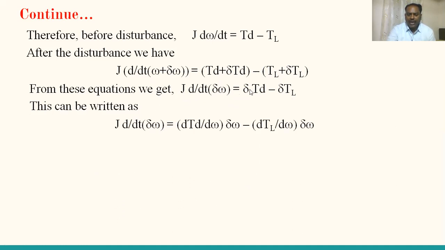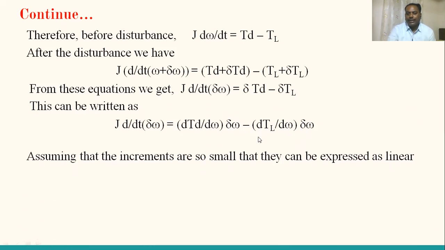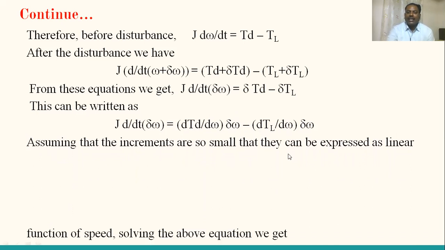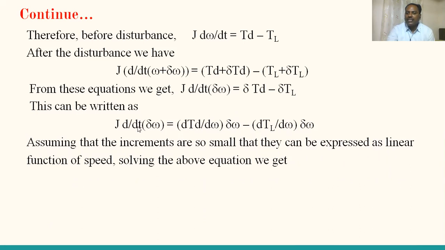This can also be written by multiplying and dividing by delta omega: J d by dt of delta omega equals dTD by d omega into delta omega minus dTL by d omega into delta omega. Assuming that the increments due to the disturbance are very small, they can be expressed as a linear function of speed. Therefore, this differential equation can be solved with the help of Laplace transforms.